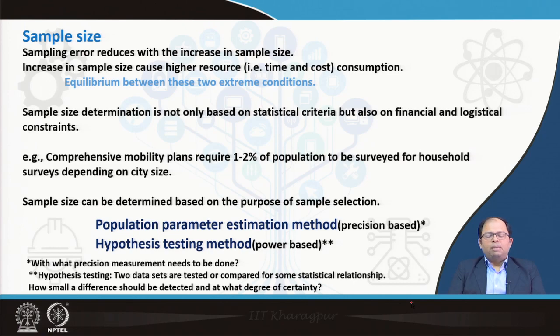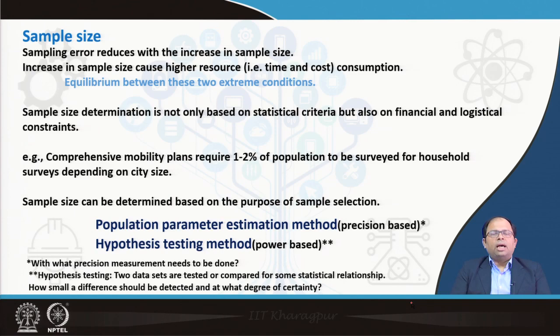The other one is the hypothesis testing method, which is based on power. The term hypothesis itself means that we have two data sets, and we test or compare them to find any statistical relationship between the two. If there is no relationship, then we say that the null hypothesis is validated.